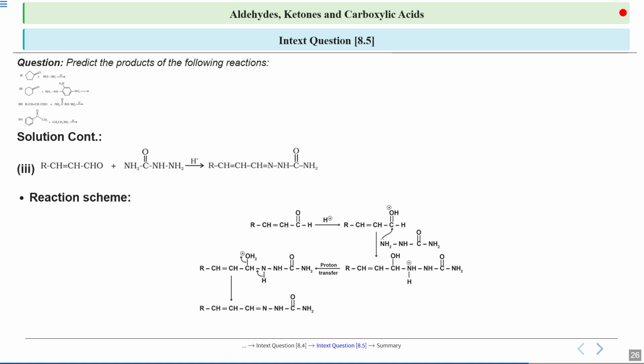When this proton transfer takes place, the nitrogen with its lone pair goes here and you will form C double bond N, and this OH2, being a good leaving group, leaves. Then finally there will be deprotonation and you will get your neutral molecule. So the final product which you get is an alpha beta unsaturated semicarbazone.